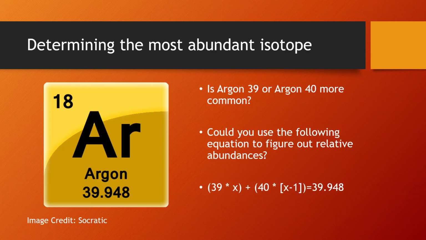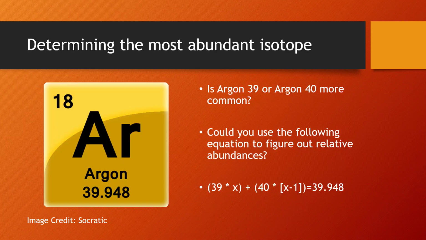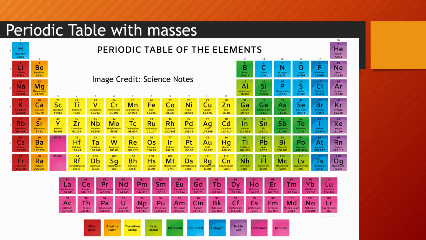So how to determine the most abundant isotope? You look at this and say, well, is argon-39 or argon-40 more common? You're like, oh, argon-40 is more common, obviously. Could you use the following equation, though, to figure out the relative abundance, where you look at the 39 and the 40? Well, yes, but actually no. You see, what happens is you're assuming there are only 2 isotopes, and as we saw with carbon, that's not going to be true. So that equation is not going to be that simple as to be able to do it in reverse. You actually have to know the relative abundance and how many different isotopes of each element exist.